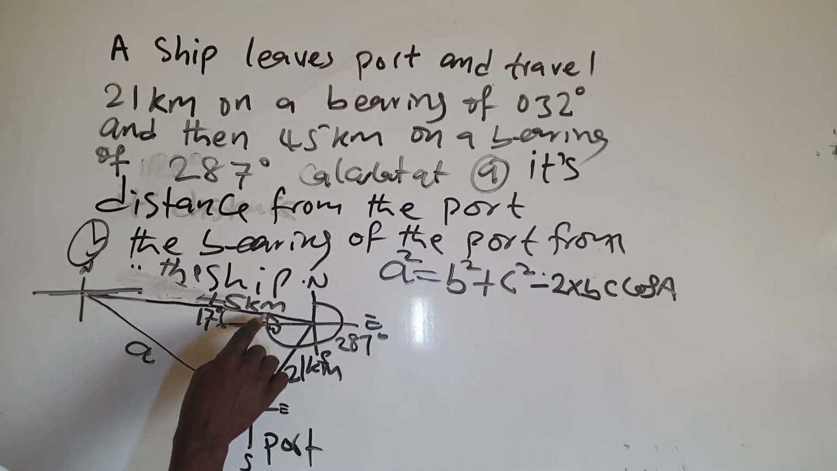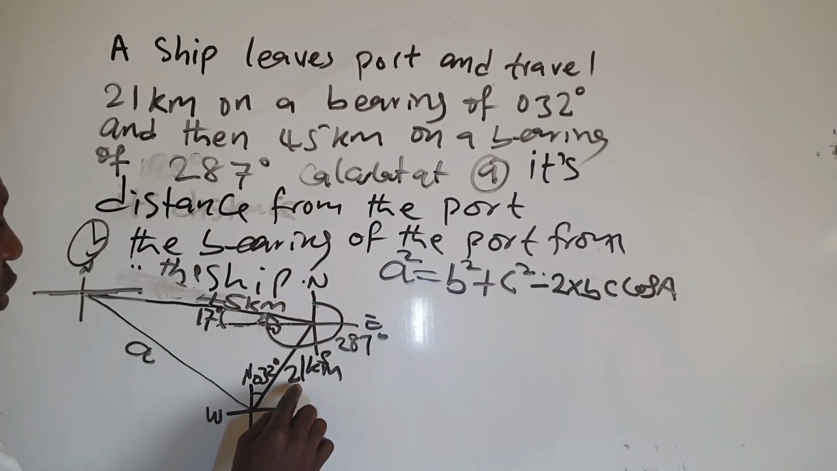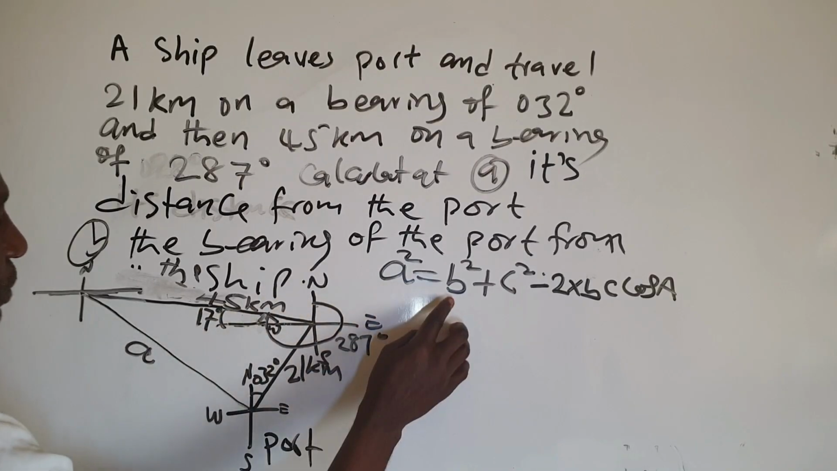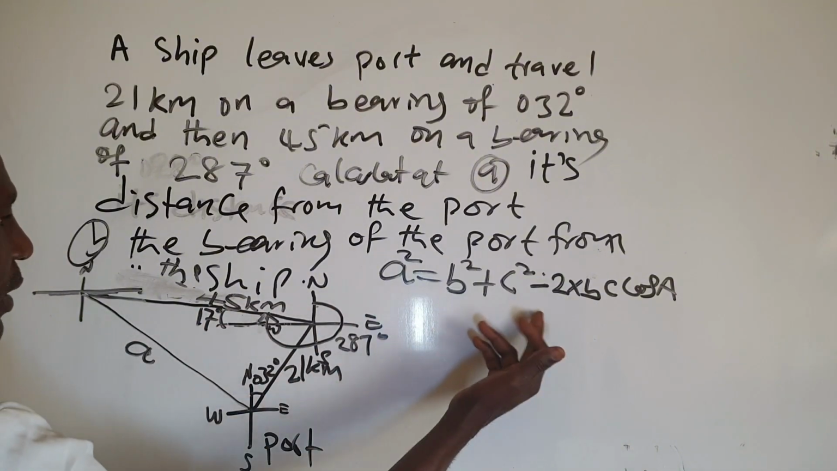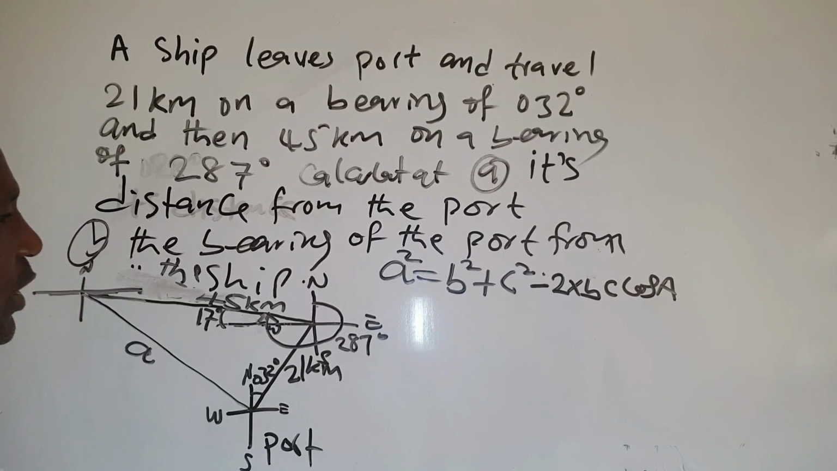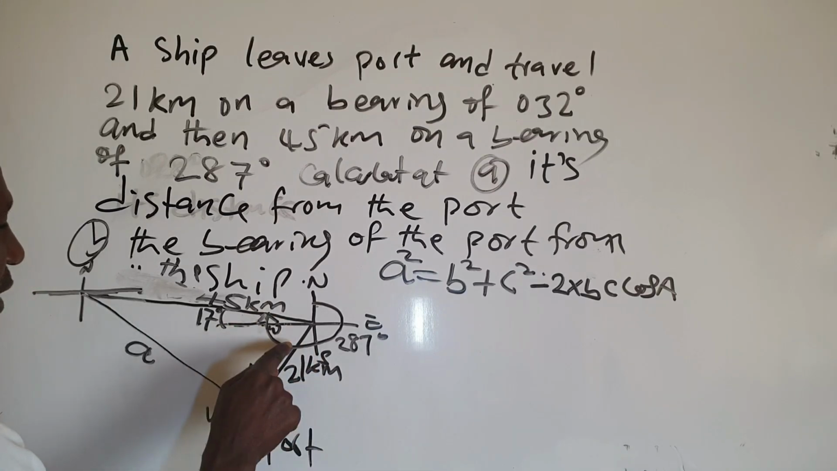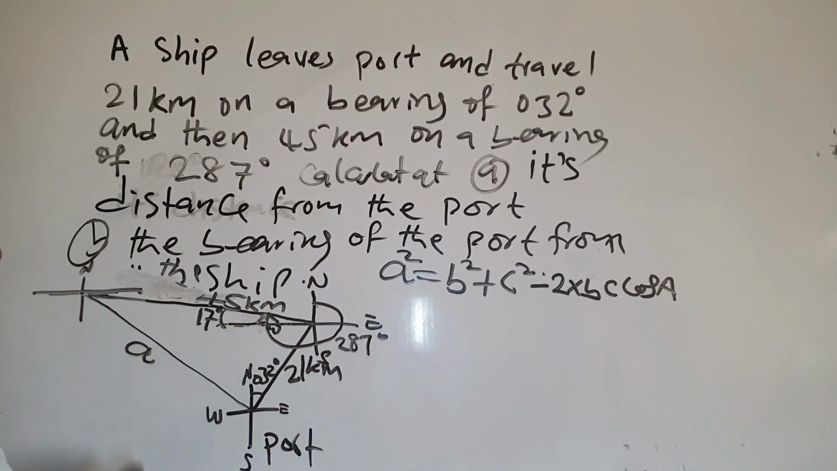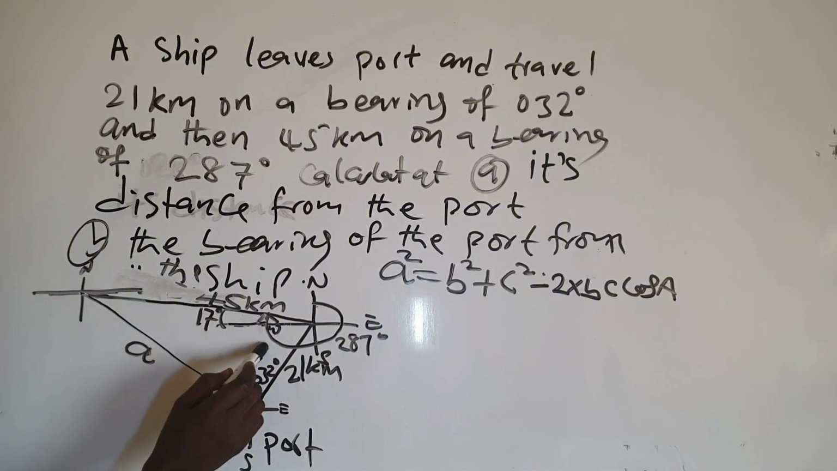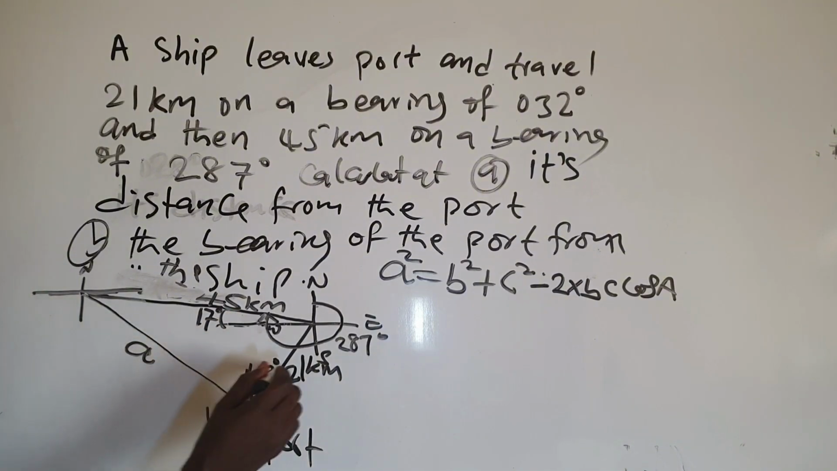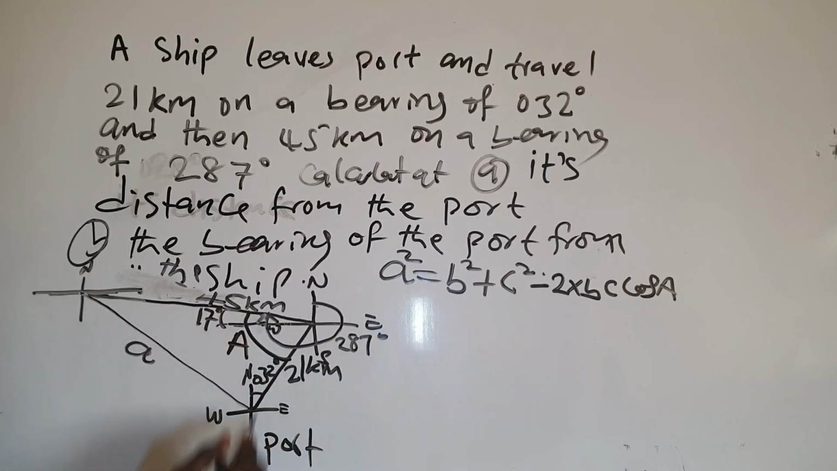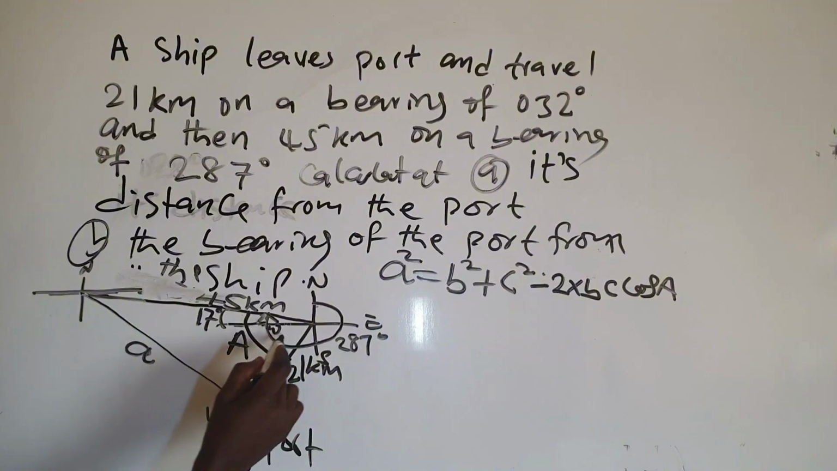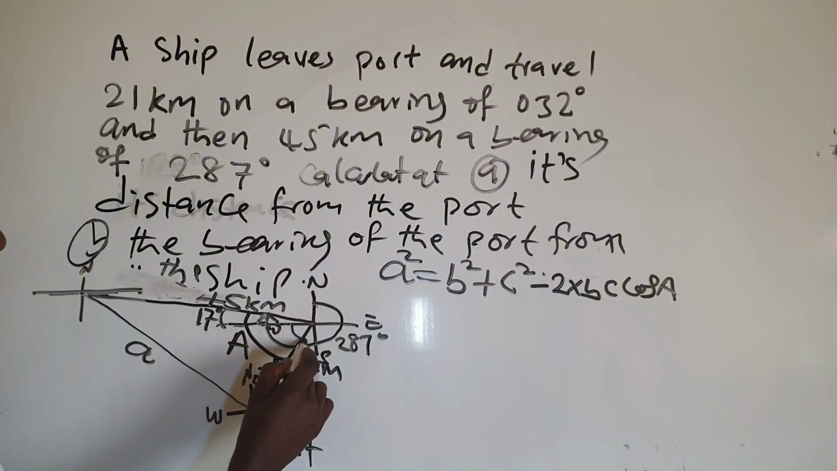Now we need the angle. We have B and C, which are 45 and 21. Then we need the angle inside this triangle facing this side, which is angle capital A. We already have 17 here. What will be here now to complete this whole angle we will call capital A? We still need only this part to complete it.